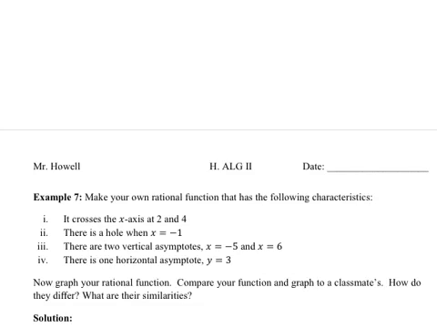So you need to make your own rational function that has the following characteristics. Crosses the x-axis at 2 and 4. So think about where that would show up in your rational function. And what kind of a rational function would result in 2 x-intercepts at 2 and 4? So start by writing that. So let's start, we could say this, but I want your answers. I don't want to give you the answers here.